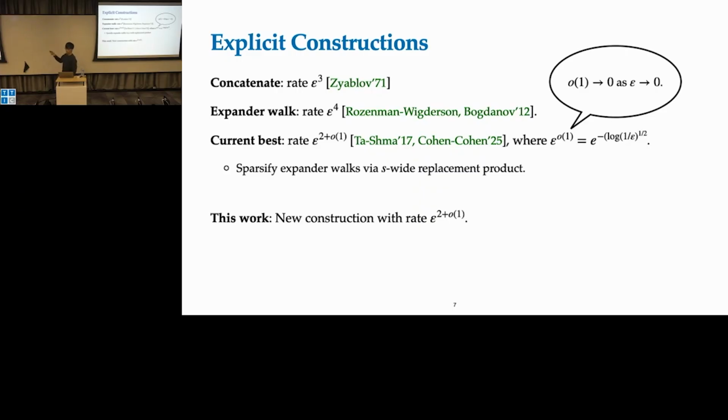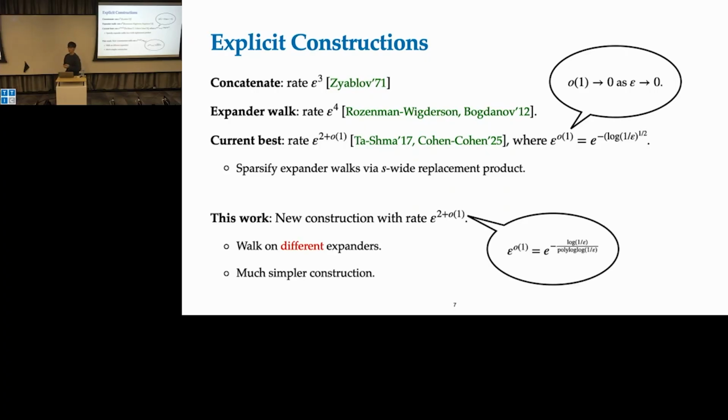So here's a 2-line summary. Here, instead of doing expander walks, we walk on different graphs. And we think that is a much simpler construction, also much simpler analysis. One drawback is that this term is a bit worse, so we don't beat the current best bound. Here this epsilon to the little o of 1 is e to the negative log 1 over epsilon over poly log 1 over epsilon. So it's still little o of 1, but it's not better than the current best. Okay, any questions?